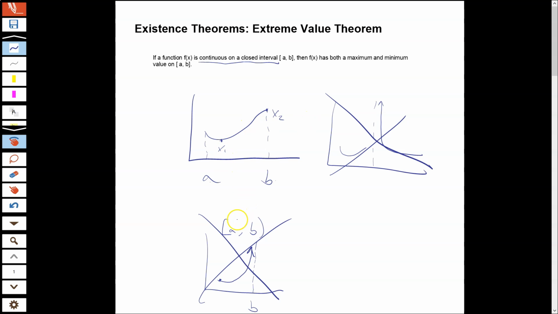And it's unlikely that they'll give you something like this on the AP exam where you're like, oh, not a closed interval, thus it doesn't apply. I think you need to worry about the continuity piece.